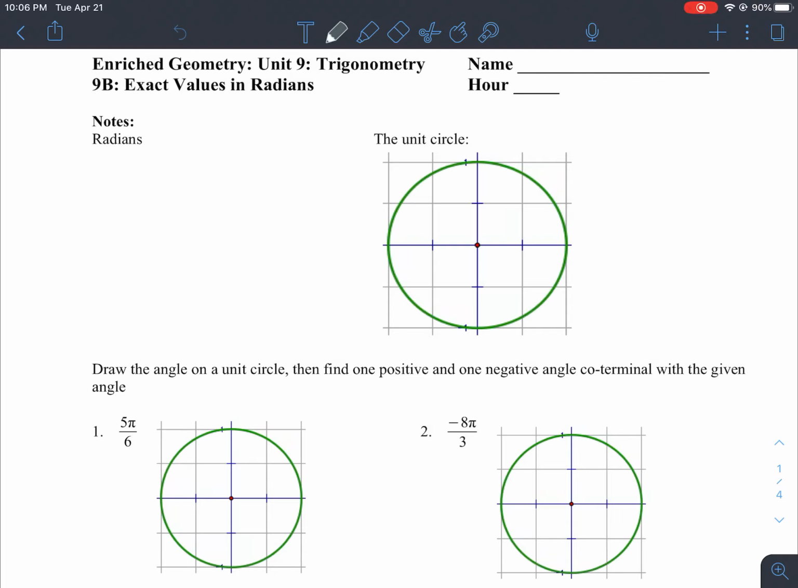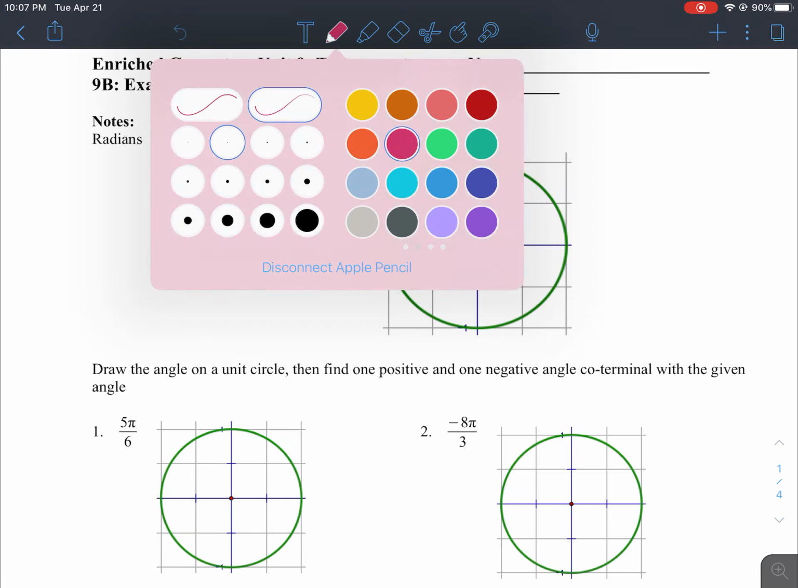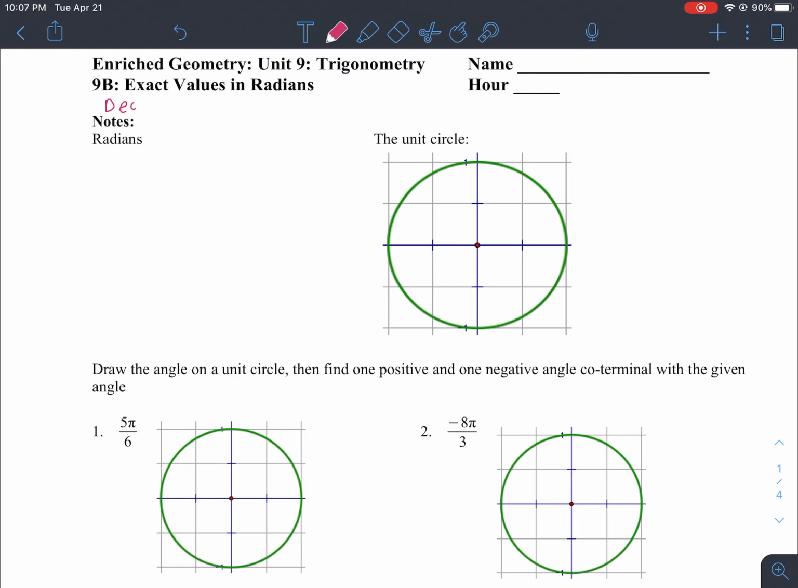We are continuing our unit on trigonometry, studying our favorite trigonometric functions, sine, cosine, and tangent. Now, in this worksheet, we are going to be doing exactly the same thing we did in the last worksheet, except different. The last worksheet, we measured things in degrees. Degrees are rotations. If you do a 360, you get back to where you started.